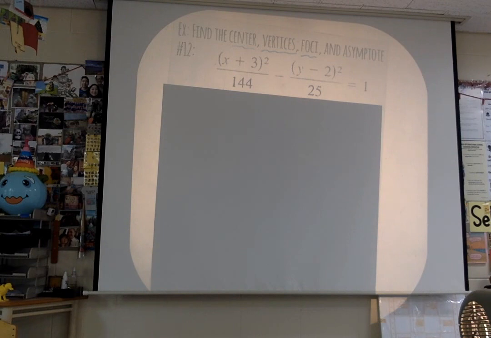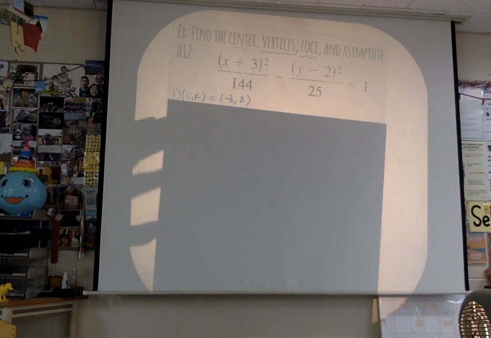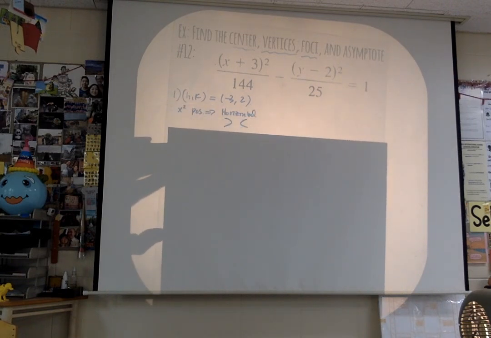So let's do the center first. Center is always the easiest one to know. Here it's just -3 and +2, so you've got that. Now let's come to some conclusions. What kind of hyperbola is this? Is it the horizontal orientation or the vertical? You've come to the conclusion that x squared is positive, therefore it's horizontal, so it should look like this.